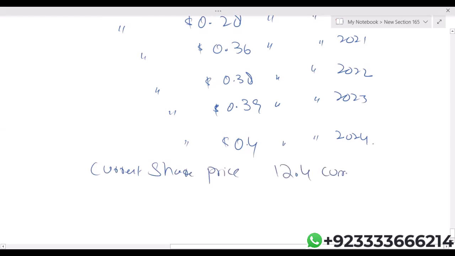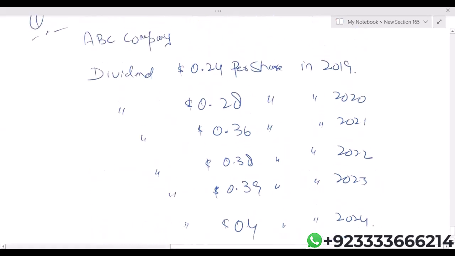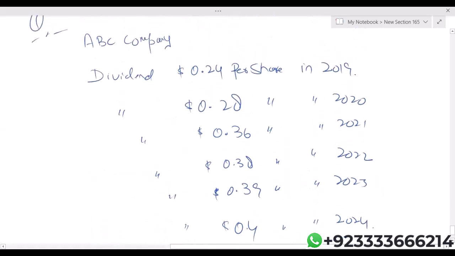12.4 cum div. The requirement is to calculate KE. Now listen carefully. In the dividend valuation model, obviously we assume that the annual dividend growth rate is constant. So whenever you are given information like this, you have to calculate the growth rate. And by calculating that historical average annual growth rate, you have to consider all the dividends.